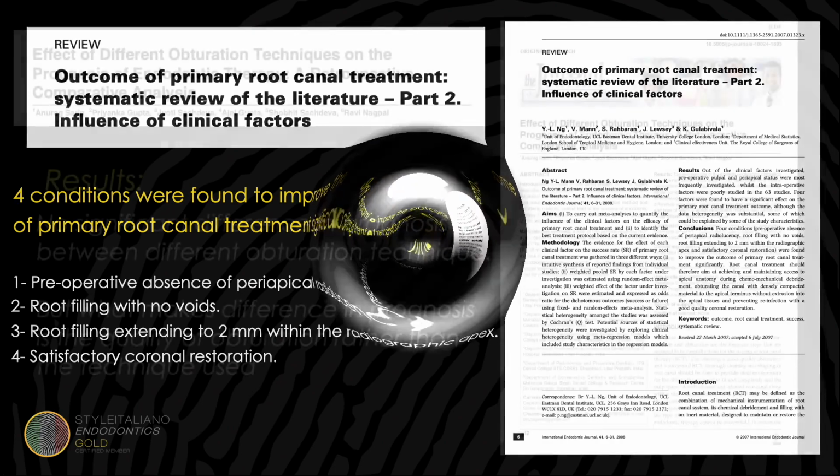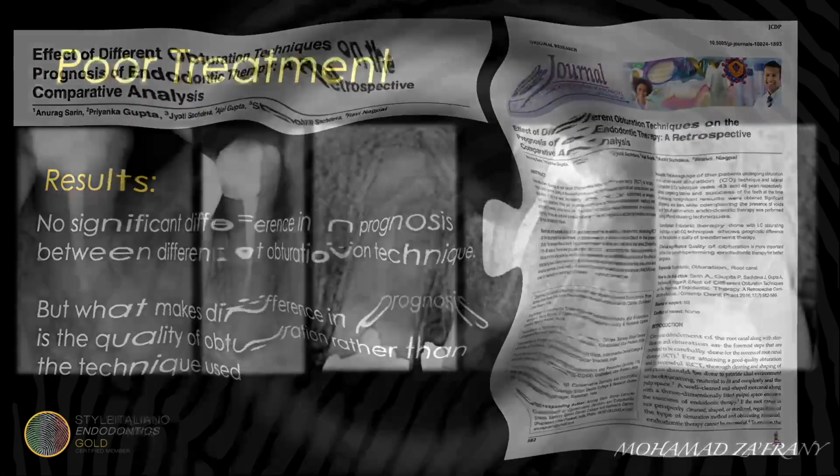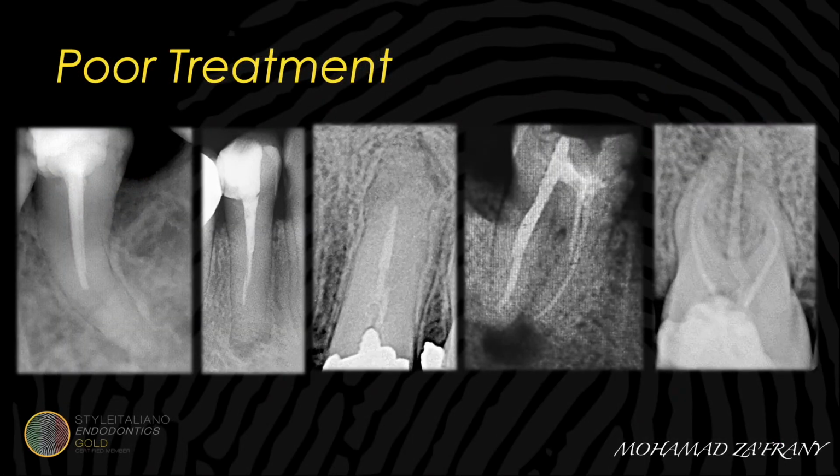In this retrospective comparative analysis, comparing the effect of obturation techniques on the prognosis of endodontic therapy, it shows that the technique of obturation wouldn't matter, but the good quality of obturation would improve the outcome of the treatment. Here you can see failure for different reasons: missed anatomy, short obturation, and for sure improper cleaning and shaping. So at the end we have a biological failure.